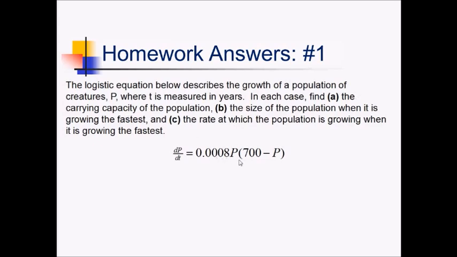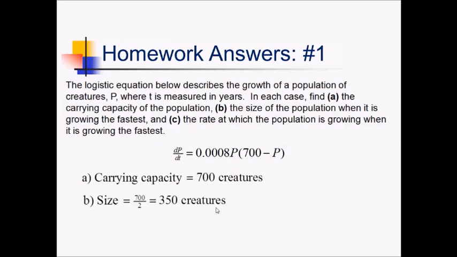Well, since we're already in this something times p times something minus p form, since there's no fraction in here with the p, we can actually just pick this 700 right out of there as the carrying capacity. So that's 700 creatures for that. The size of the population when it is growing the fastest is always half the carrying capacity. So that's going to be half of 700, which is 350 creatures.